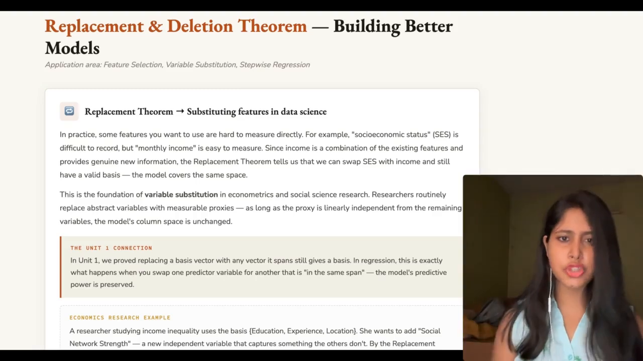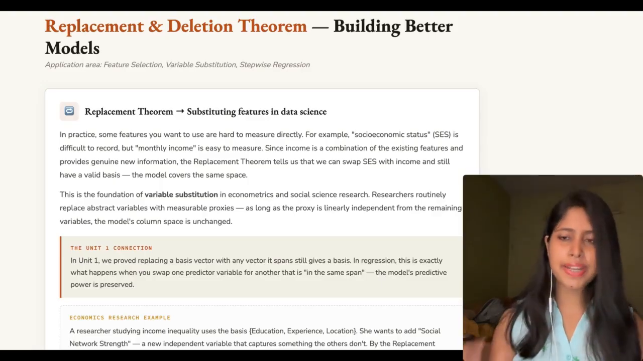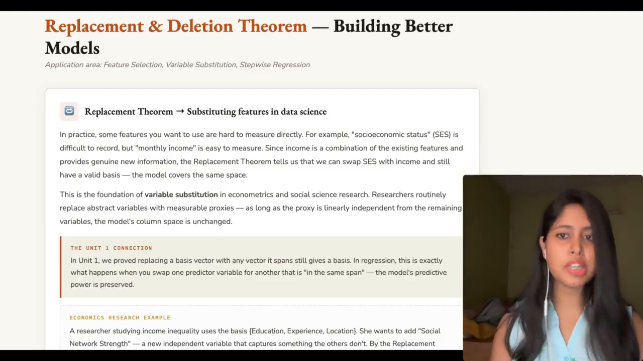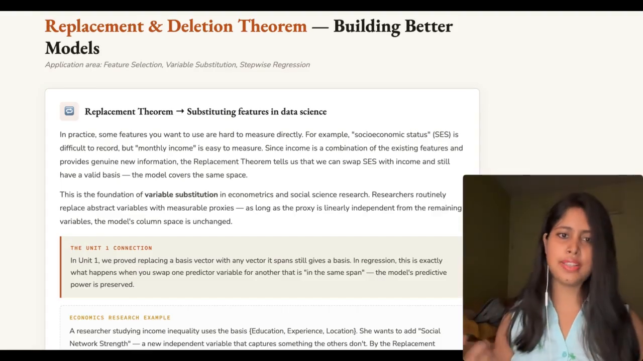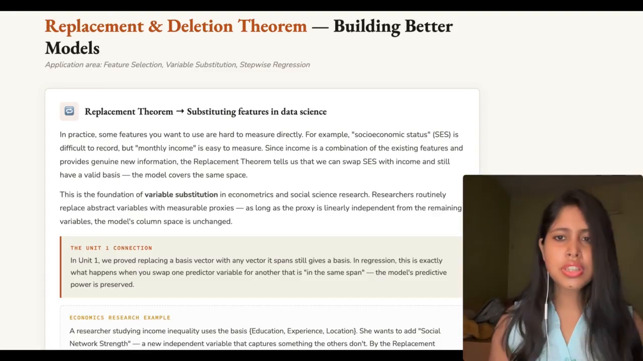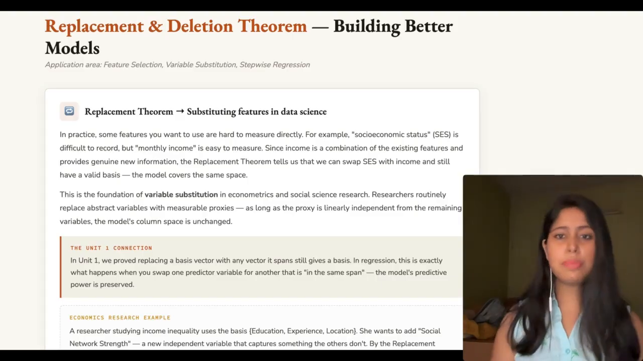And what does the deletion theorem say? It says that if you have a set that spans a space but is linearly dependent, meaning it has one too many vectors, one that is redundant, you can delete the redundant vector and the remaining set still spans the same space, right? Now, the deletion theorem is the theoretical backbone of stepwise regression. Let me explain this.